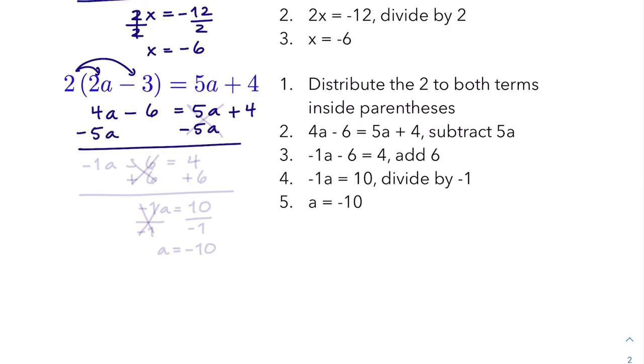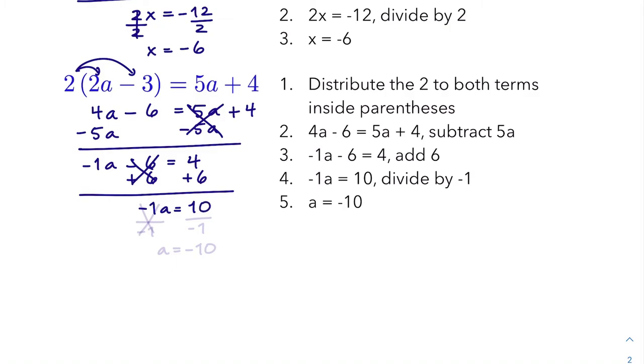Subtract 5a from both sides. 5a minus 5a is 0a, eliminating it from the right side. And then again, we want to get that a term by itself, so we're going to do the opposite sign, opposite operation, eliminate that 6. So we're left with negative 1a equals 10.